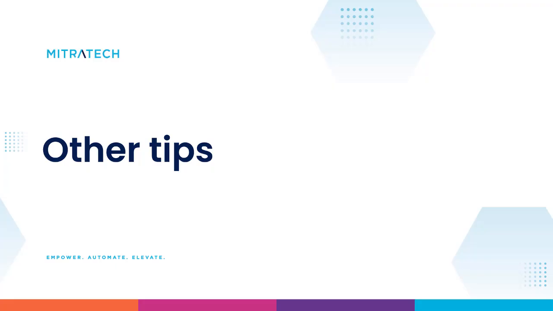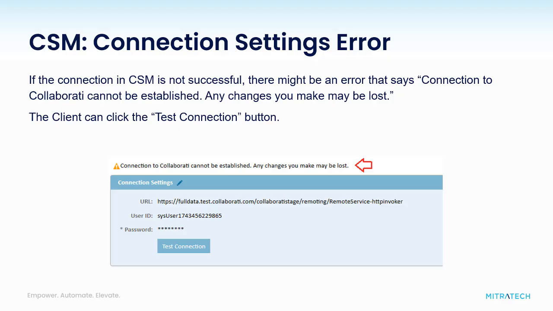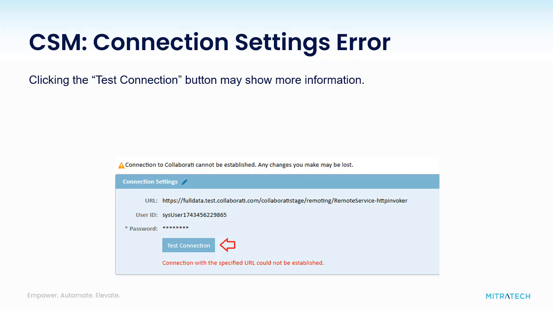Now we'll cover just a few more tips. If the connection in CSM is not successful, there might be an error that says, connection to Collaborati cannot be established. Any changes you make may be lost. The client can click the Test Connection button in order to view the error messages. Here, the Test Connection button has been clicked and you'll see an error on the bottom.